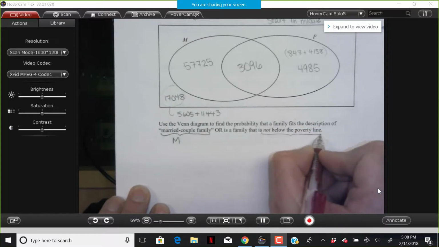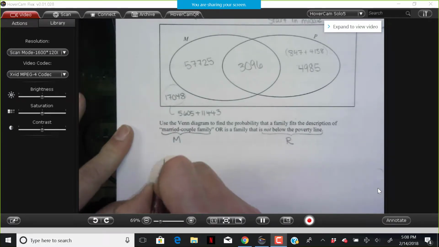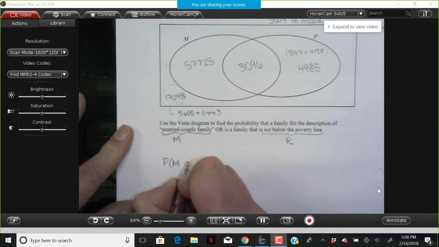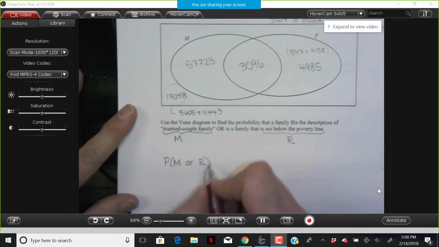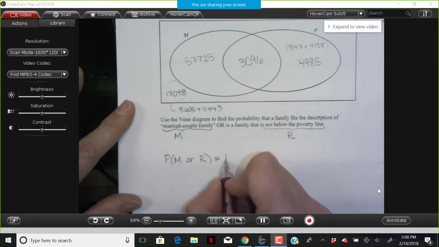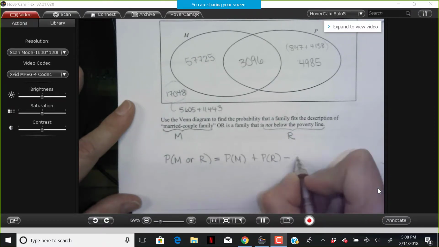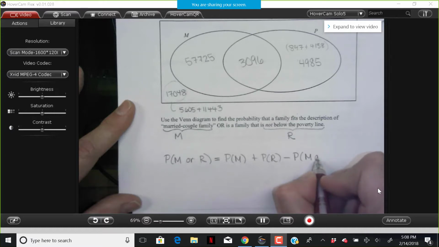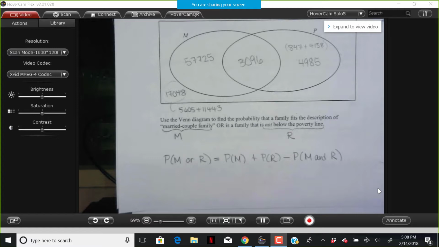I'll use the letter R. So we want to find the probability of M or R. I chose R, not that you're rich if you're not below the poverty line, but that's sort of what I was thinking. What's the opposite of poverty? Okay, so the formula says P of M plus P of R minus P of M and R.